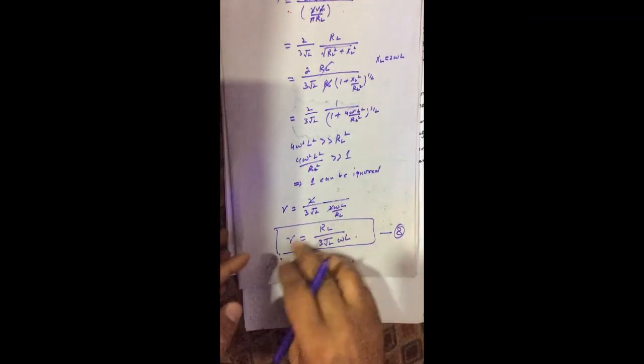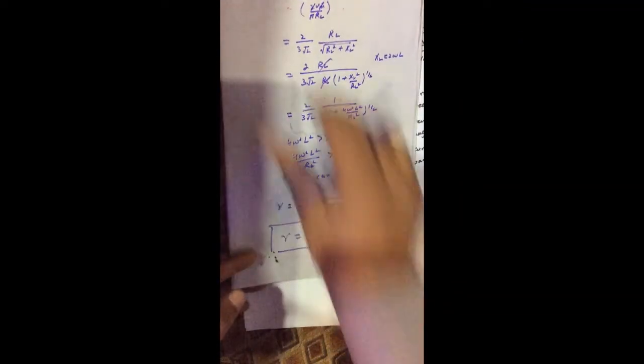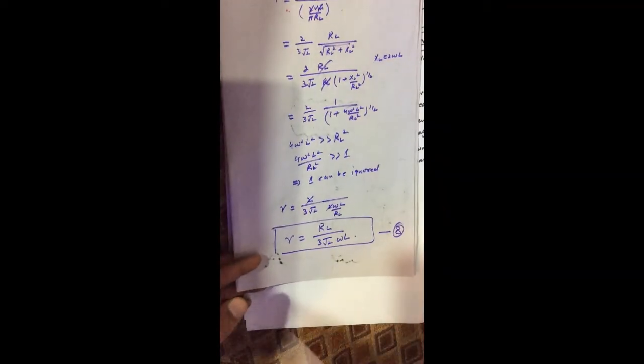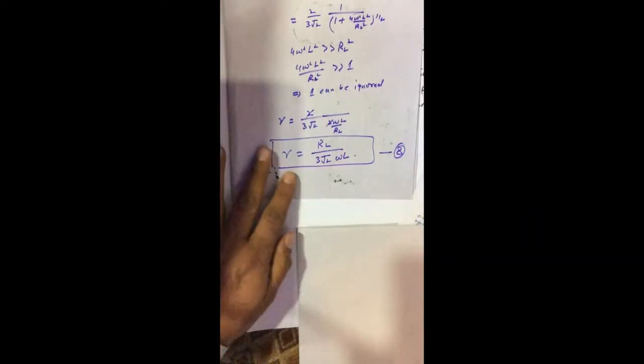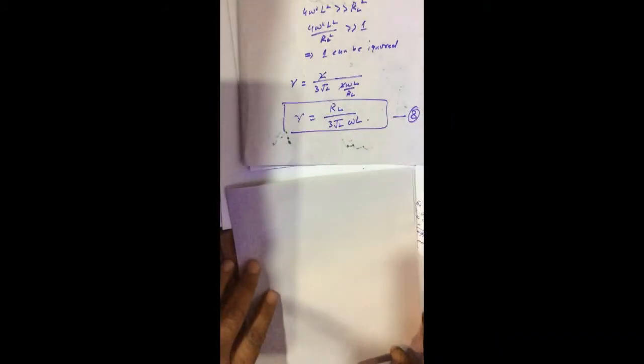Now we will discuss the conclusion of this equation. Now we will explain this equation. So here I have the final conclusion now. This is the ripple factor of this inductor filter.